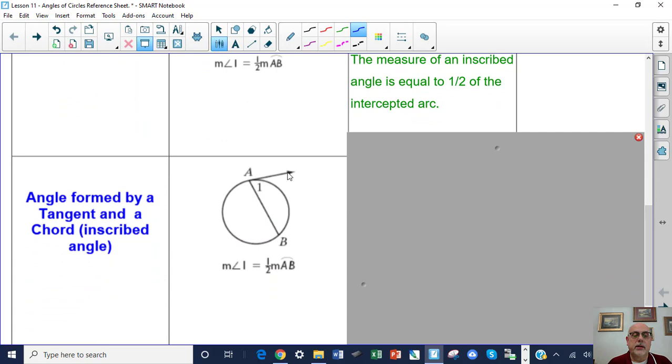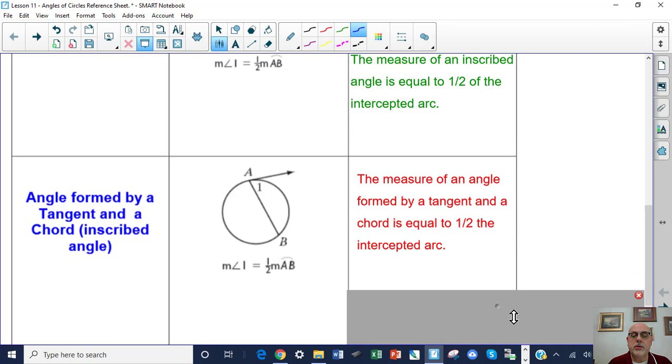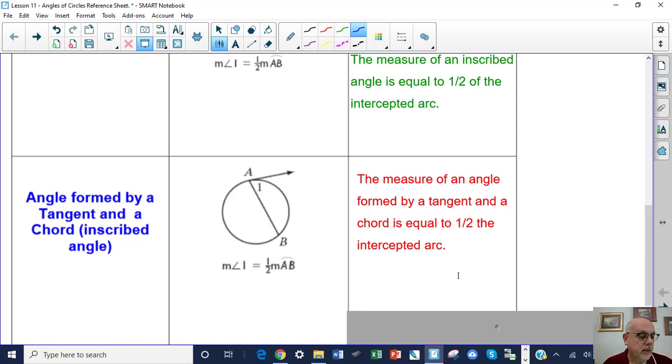So this one is an angle formed by a tangent right here and a chord. The tangent is the piece outside the circle. The chord is the piece inside a circle. And that is the same as the measure of an inscribed angle. So the measure of an angle formed by a tangent and a chord is equal to half of the intercepted arc. So now the intercepted arc is here.